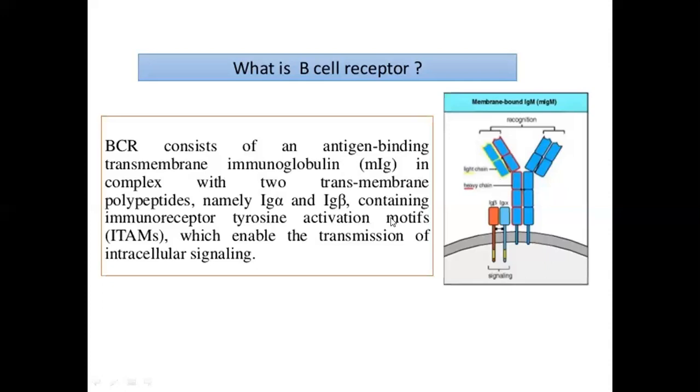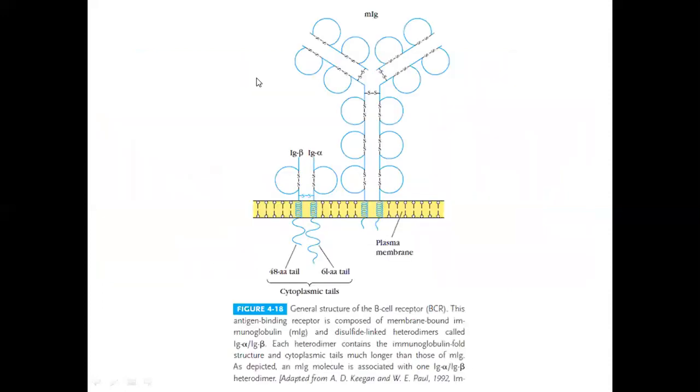The BCR consists of an antigen binding transmembrane immunoglobulin, in complex with the two transmembrane polypeptides, Ig alpha and Ig beta, containing immunoreceptor tyrosine activation motifs. This helps in signaling. You can see here the mIg structure, the membrane bound immunoglobulin, along with Ig alpha and Ig beta, which are joined by disulfide linkage and help in the signaling. This is the general structure of the B cell receptor.